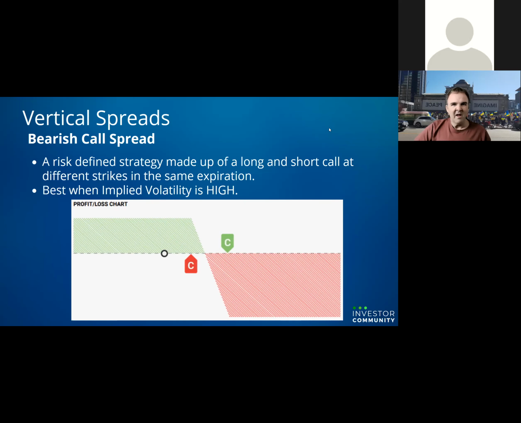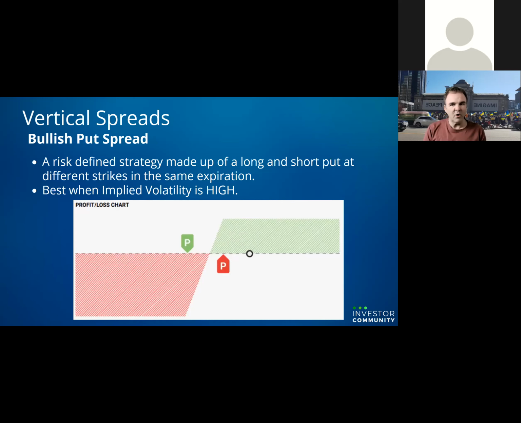Okay. And then the last one is the bullish put spread. So same as the others, we're long and short a put at the same time. And this is also best when implied volatility is high. So we're long a put down here, and we're short a put up here. Is all that clear to everybody?